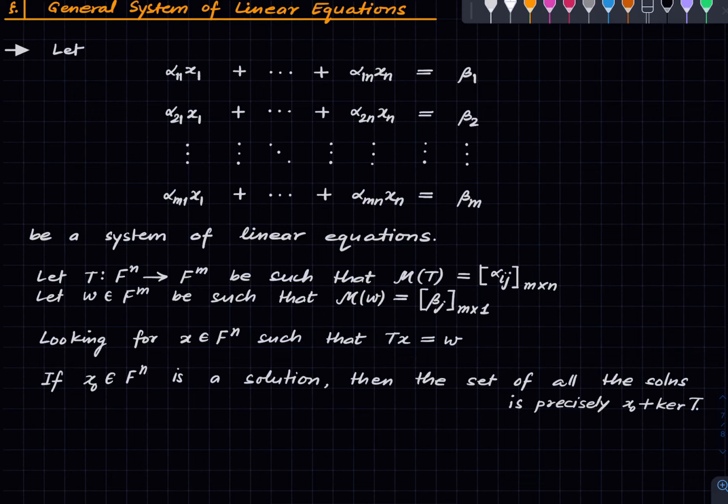So if x naught is already a solution and x is another solution, then you take the difference between these two equations. One equation is already here. So if you just take the difference of these two equations, you will see that x minus x naught lies in the kernel of T. And if x minus x naught lies in the kernel of T, then of course Tx will be equal to W. So once you have one solution, you can nail down all the other solutions.